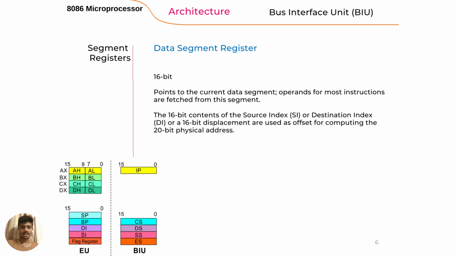Now we are going to see data segment register. Data segment register is also of 16-bit. It points to the current data segment. Operands for most instructions are fetched from this segment.